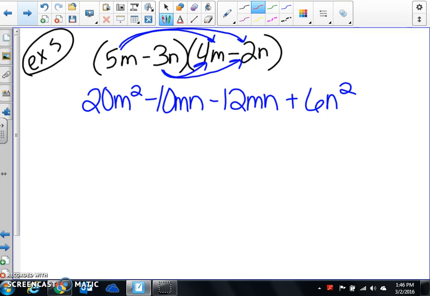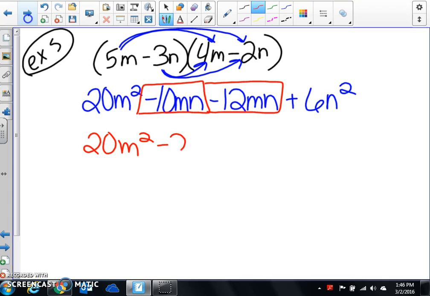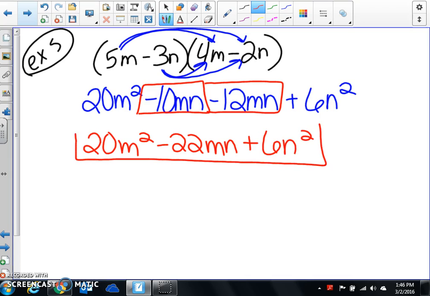All right. I look through. I don't have any m squares to combine, so I just drop down my 20m squared. Negative 10m minus 12m is a negative 22mn, and then I have my positive 6n squared.